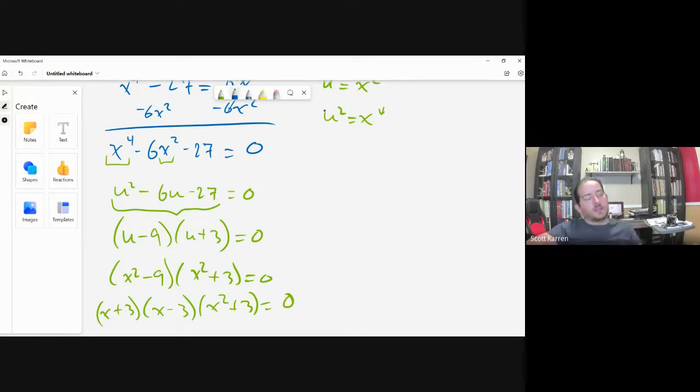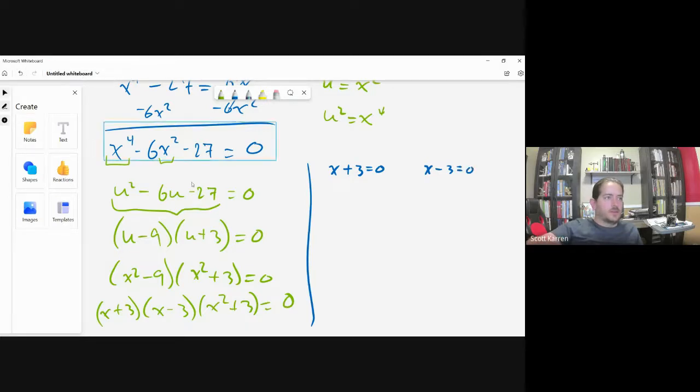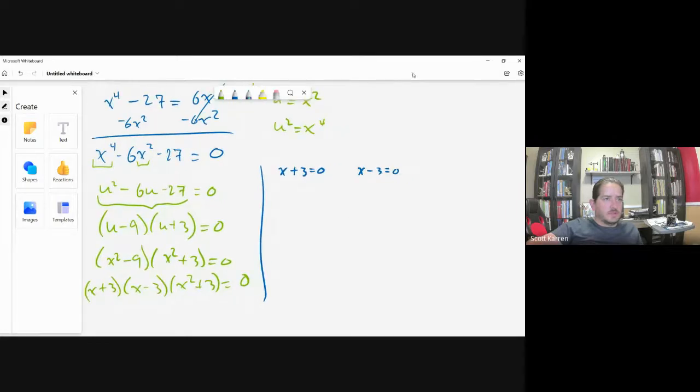And I use the zero factor property that says if I have a bunch of stuff multiplied that gives me 0, then the first is 0, or the second is 0, or that third one is 0. So I have 3 equations. I can solve this one, just subtract 3. That gives me x equals -3. Solve this one, add 3. That gives me x is equal to 3.